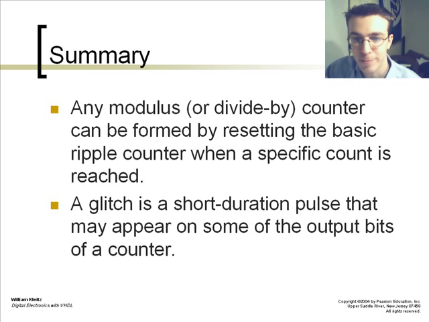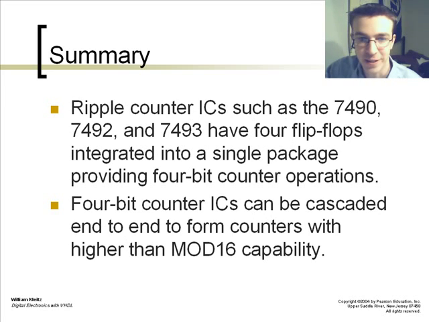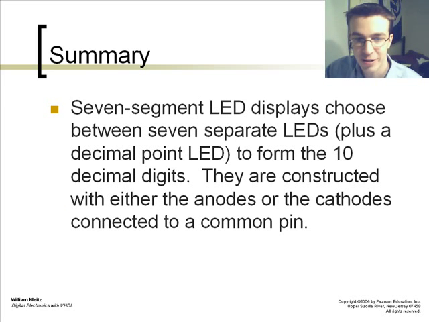You have your ripple counter chips, the 7490 and 7492. 4-bit counter ICs can be cascaded end-to-end to form counters with higher than mod 16 capability. And you have your 7-segment display, which displays these counter values. If you wish, you connect it to a decoder to do this, and they're constructed with either cathodes or anodes connected to the common pin.